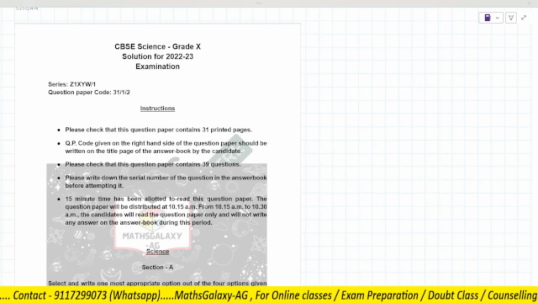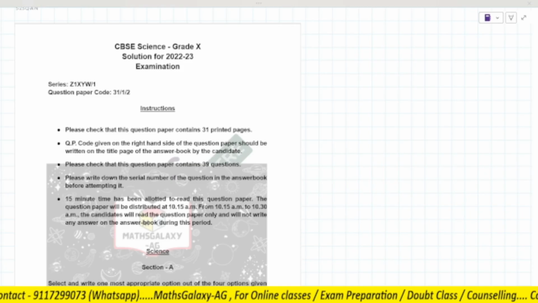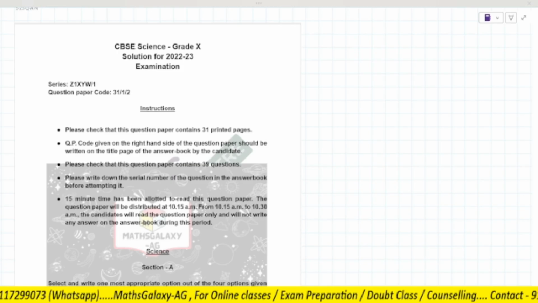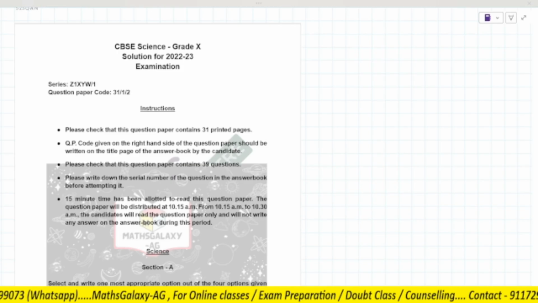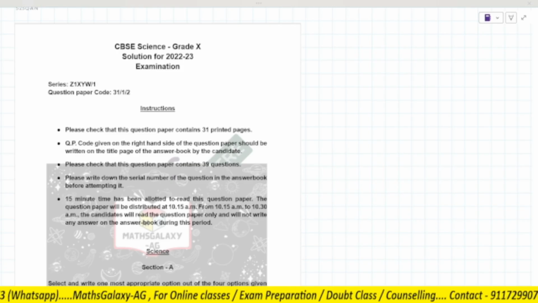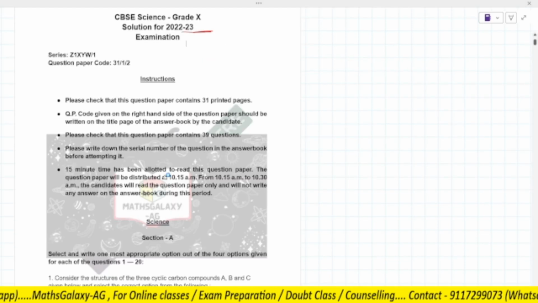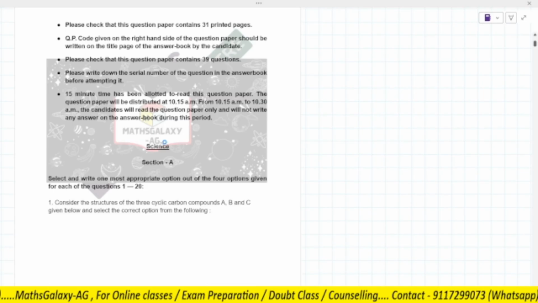Today we will discuss another set. This set has been released by CBSE, the official set, or it is a previous year paper of 2023. So let's see here.